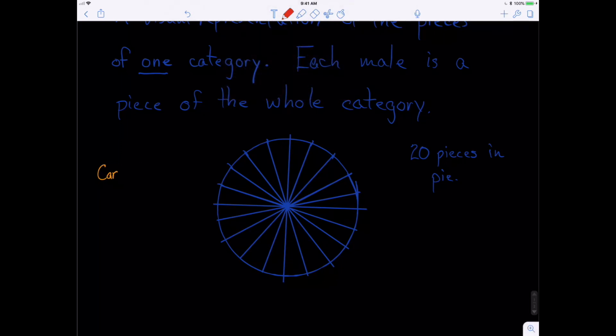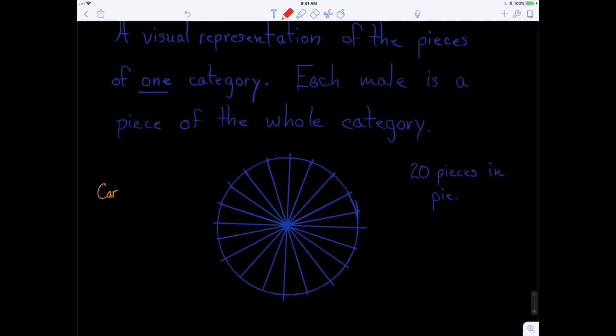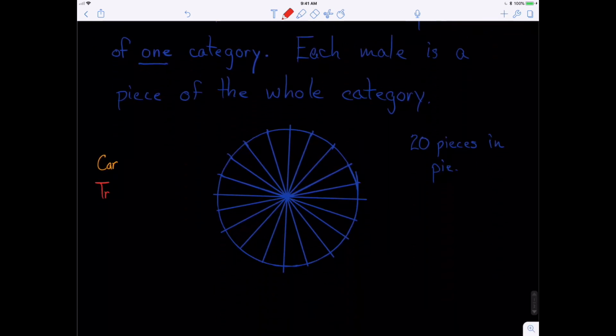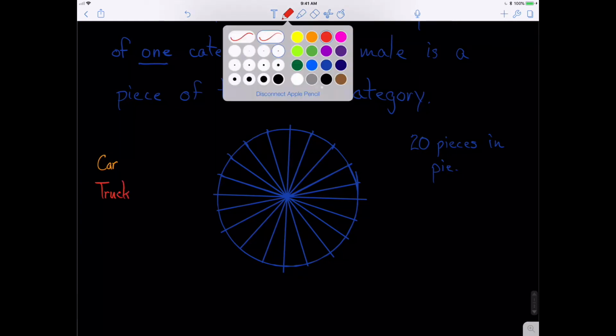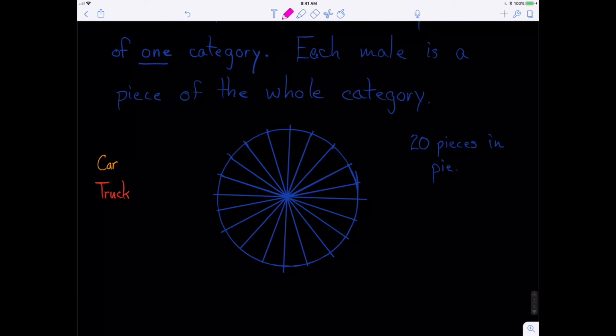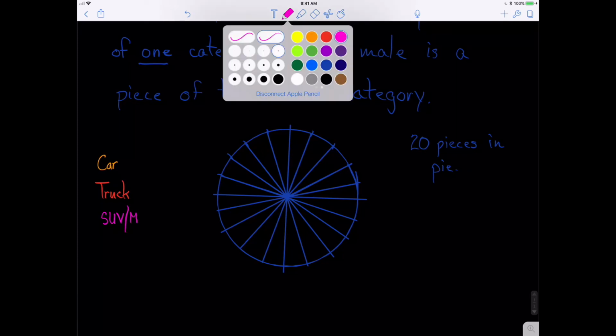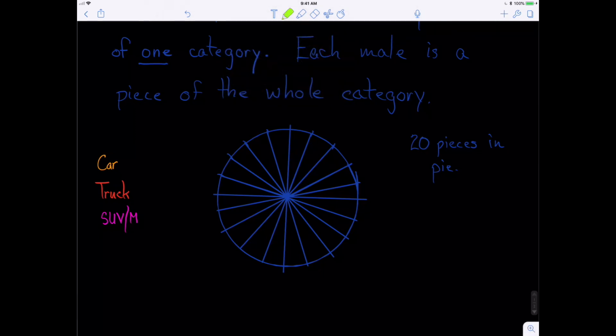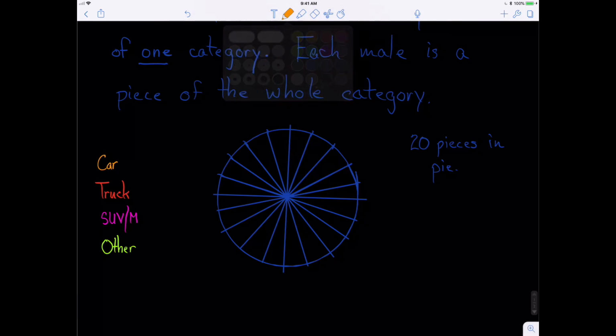Males that drive the next category we had, trucks, will be in red. Our next one was SUVs and minivans. We'll do that in that pink. And our final category was other, so let's do that in our light green. We had our other transportation. And so what we do then is we color code accordingly. So let's go back. Let's start with our first color, that's orange.